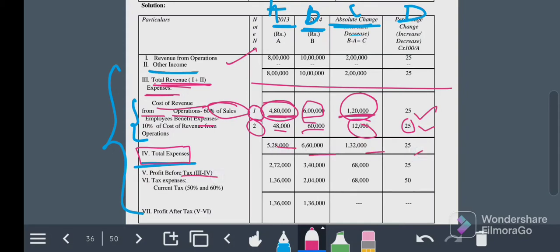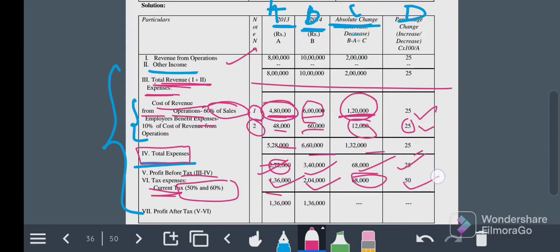Now we know that we have profit before tax that we need to talk about, which is total revenue minus total expenses, which is these values that we get. These keep matching, whether you are getting these values or not. Then you have tax expenses, which is current tax, 50% and 60%. So 50% is the previous year current tax, and then 60% is the current year. So you have calculated 50% of 2,72,000. So it is current tax. You've made 1,36,000, 2,04,000, then 68,000 absolute change that you got.